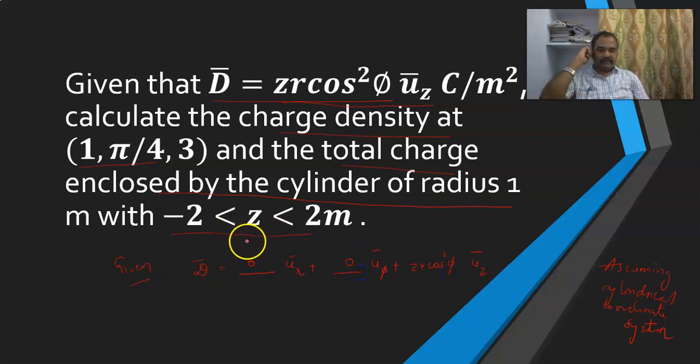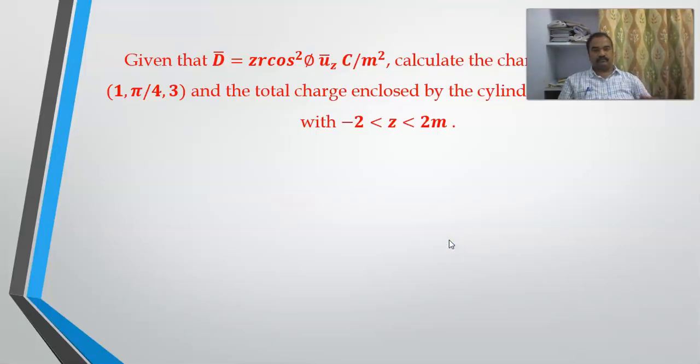So D has been given and we want to determine two things: one is the charge density, which I'll call rho V, and the total charge enclosed by the cylinder, which I'll call Q. These two are to be computed, and D has been given. So how to solve this type of problem? This is the problem.